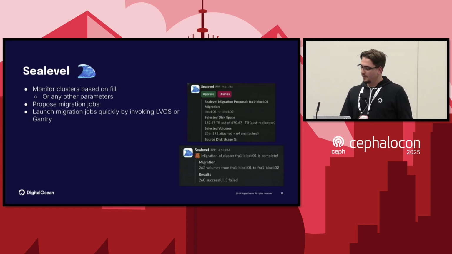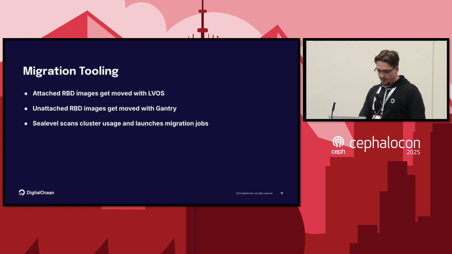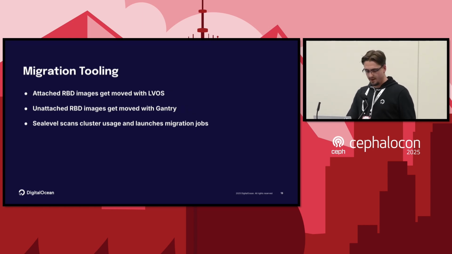So really quickly, as a review of the tools that we have: LVOS, Live Volume Migration Orchestration Service, helps us to move RBD images that are attached to a VM. The second tool, Gantry, uses RBD Mirror to move the unattached images. And then the third tool, C-Level, that we just went over, quickly gets the image names and sends them off to either tool. So our migration capabilities have come a long way in just the past few years.